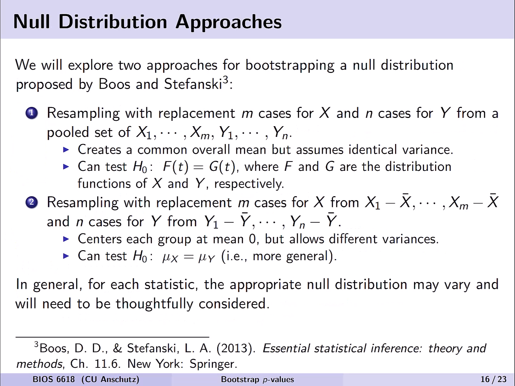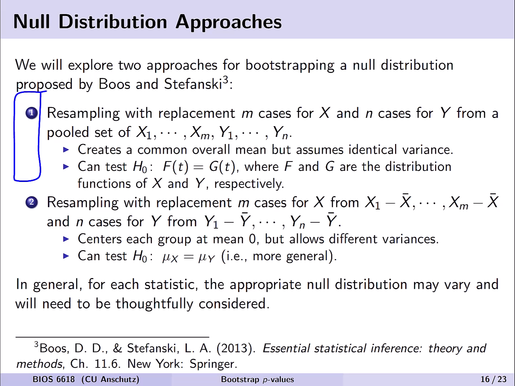Now, as I alluded to earlier, deriving the null distribution can be rather tricky, and we're actually going to just focus on 2 strategies proposed by Boos and Stefanski. In strategy 1, we're actually doing something quite similar to a permutation distribution. We're going to start by pooling all of our data together for x1 through xm and y1 through yn in one pooled data set, and we're going to resample with replacement, though, m cases from this pooled group to assign to group x, and then n cases to assign to group y. Essentially, by pooling everyone together, we're assuming that they have a common null, but also a common or identical variance. So that can be one limitation of this approach, especially as we know in our case, it doesn't look like the standard deviations or variances are equal.